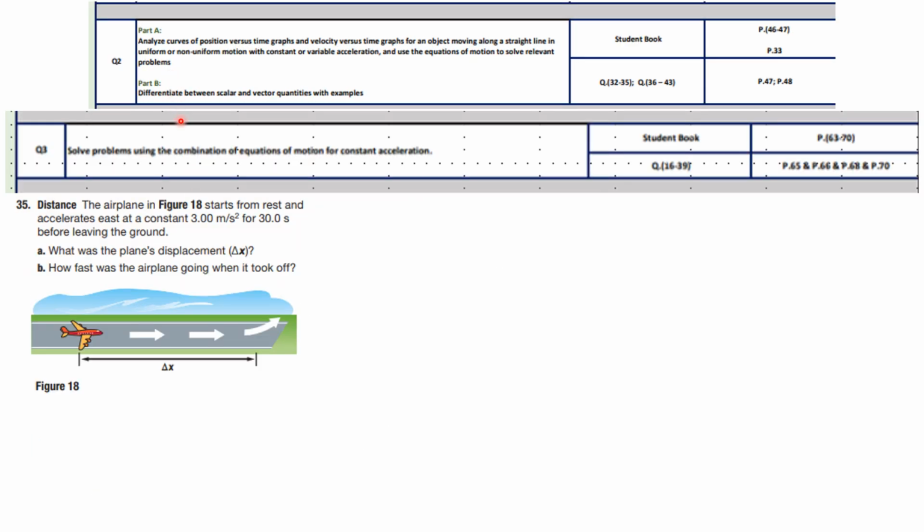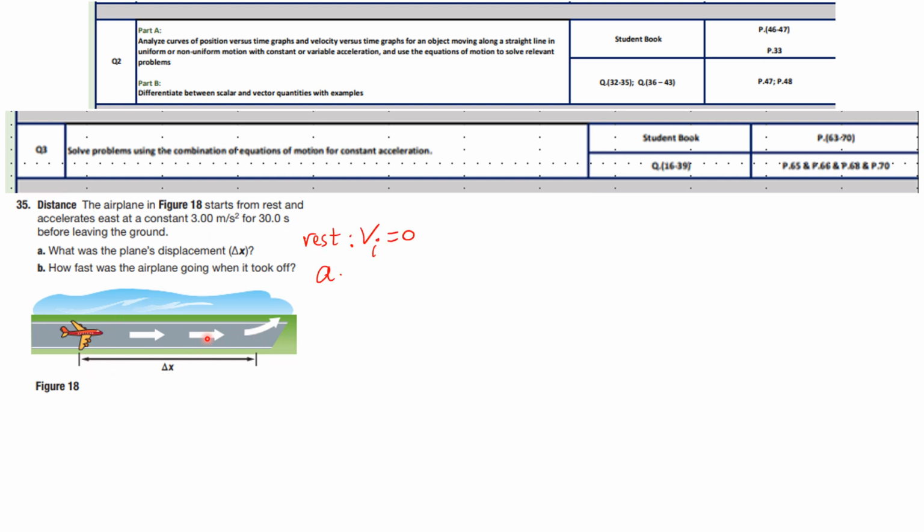Here question 2 and question 3 are similar because they are asking us to solve problems on combination of equations of motion. So for that I choose question number 35. The airplane in this figure starts from rest and accelerates east at a constant rate of 3 meters per second squared for 30 seconds. So the time is 30 seconds and acceleration is given, 3. So what's the plane's displacement, delta x? So this is delta x here.